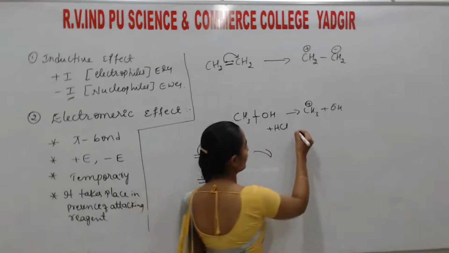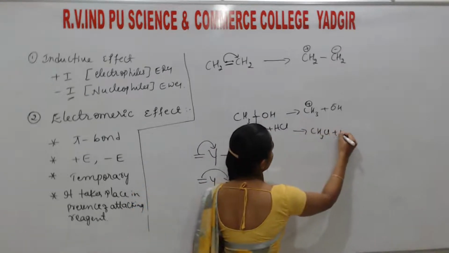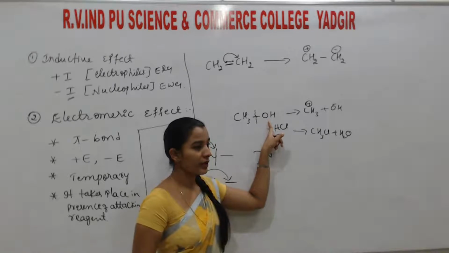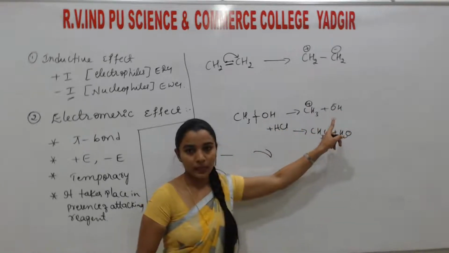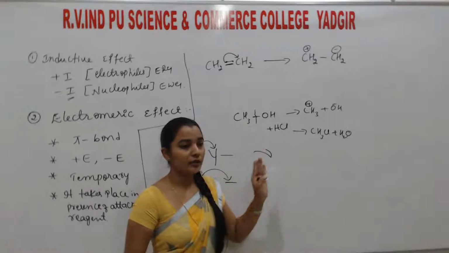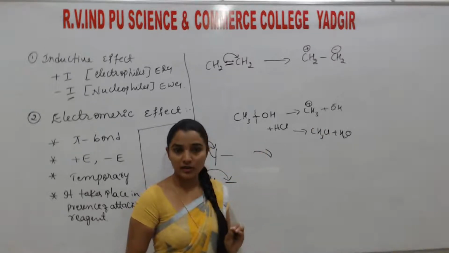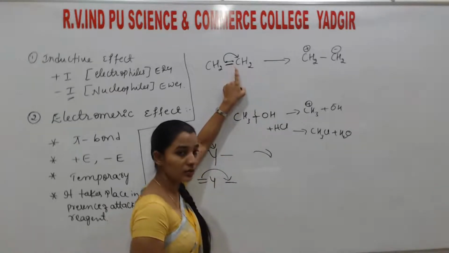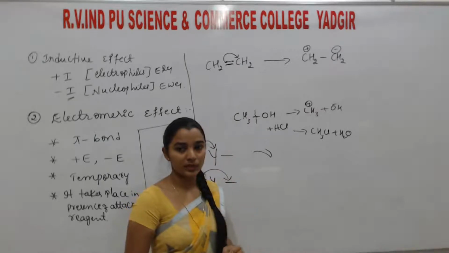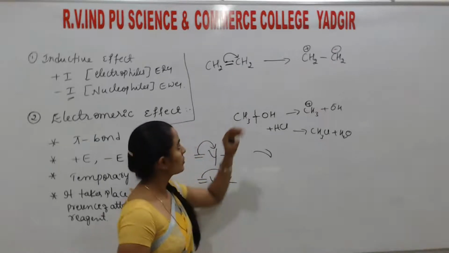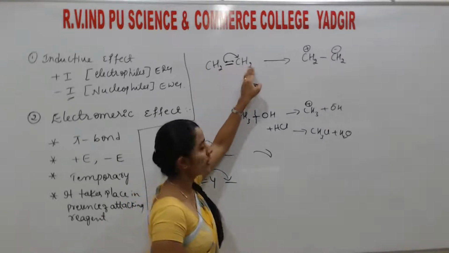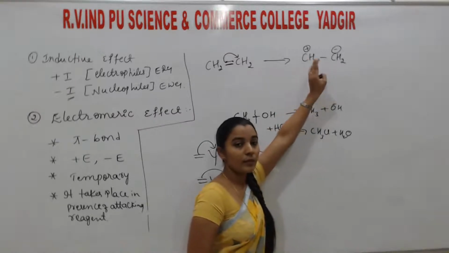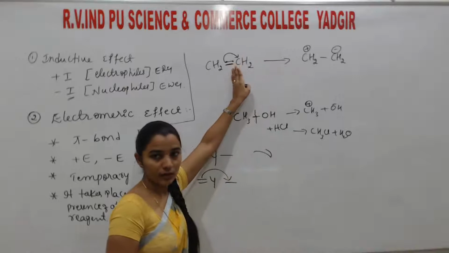CH3OH with HCl, then they form what? CH3Cl plus H2O. Even in the presence of a reagent or in the absence of a reagent, they dissociate in the same way. Understand? So in the inductive effect, there is no need for the presence of any attacking reagent. But in this electromeric effect, the pi bonds have the ability to shift only when the attacking reagent is present. Understood? So then what happens? This CH2 double bond CH2 is there. It alone cannot form CH2 plus and CH2 minus, because this is unstable, this is stable.